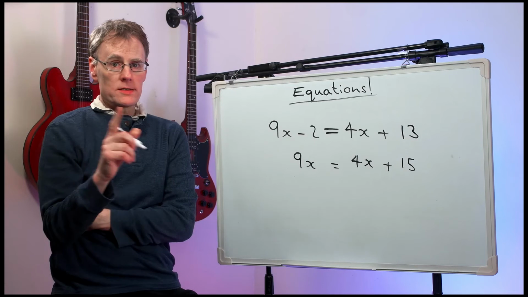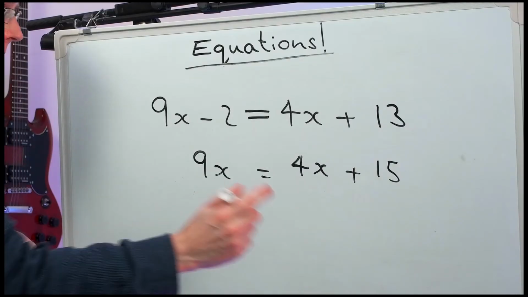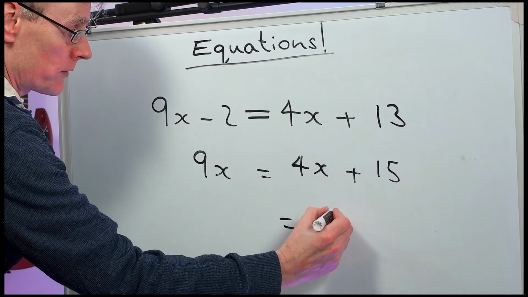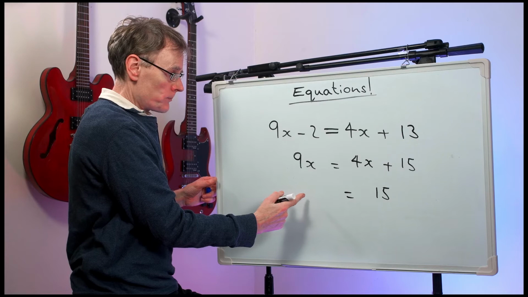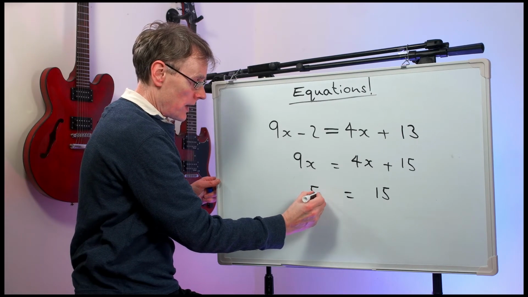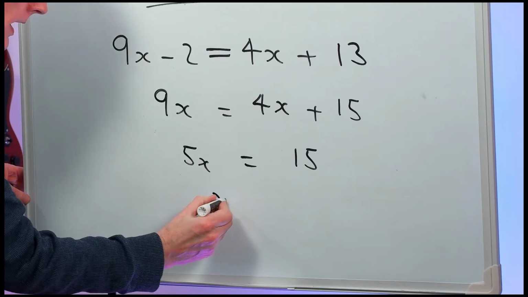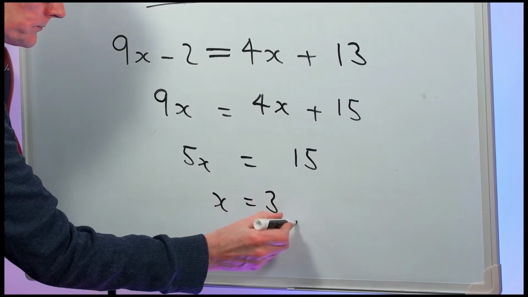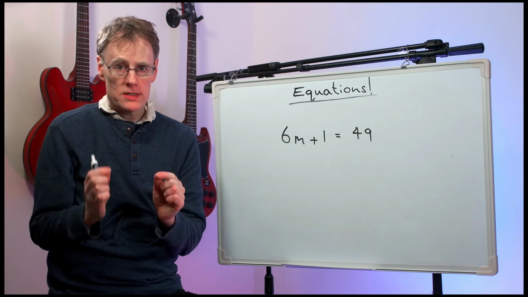Now, that 4x is in the wrong place. I'm going to take away that 4x from the right-hand side. I'm just left with 15. So I take away 4x from this side. I'm left with 5x. So 5x is 15. X must be 3.